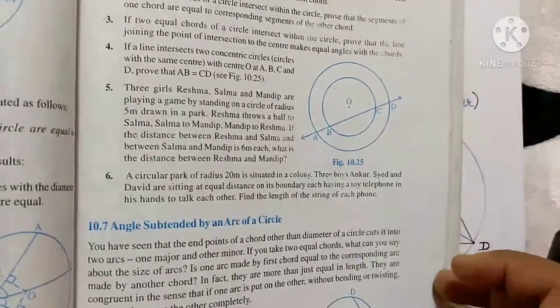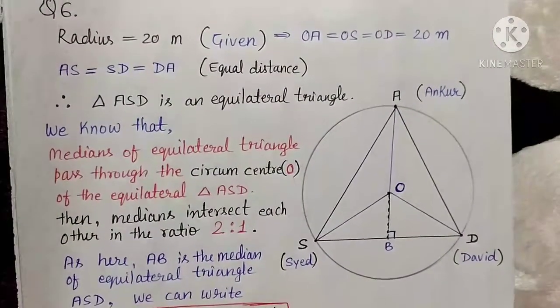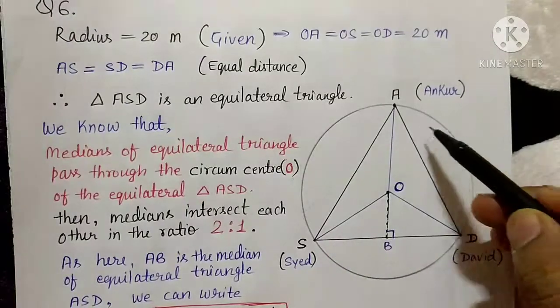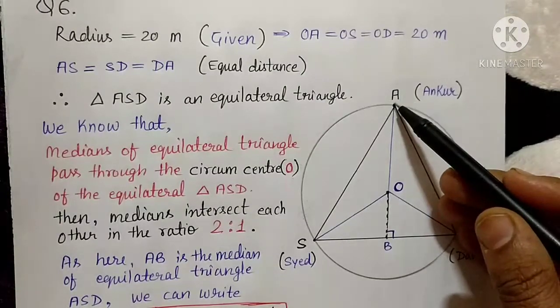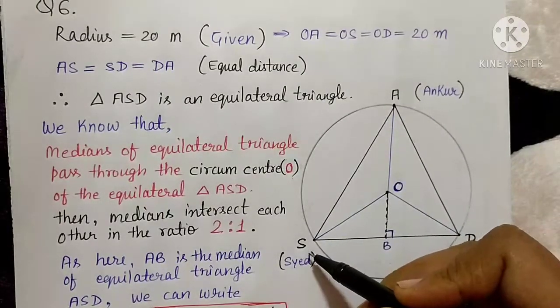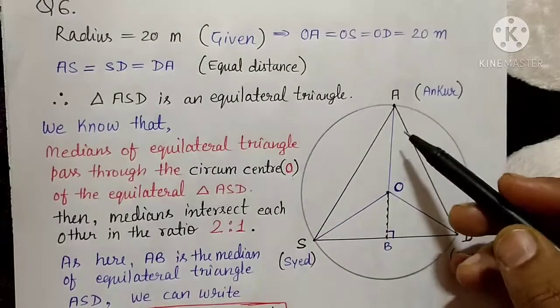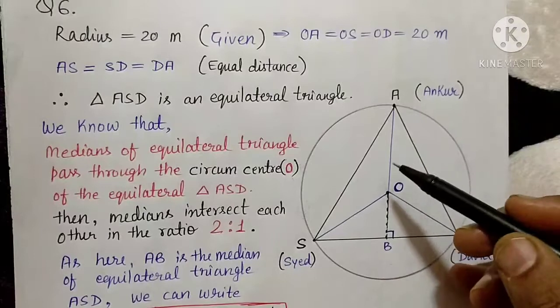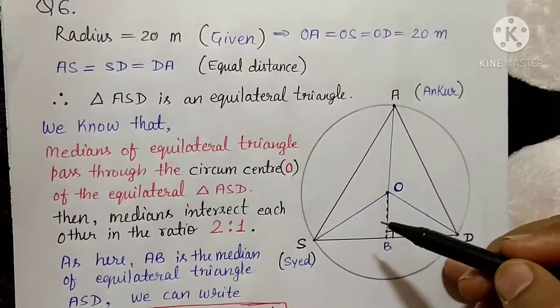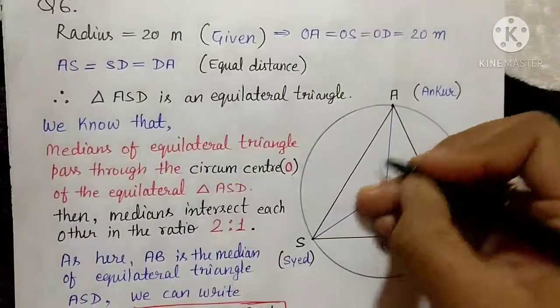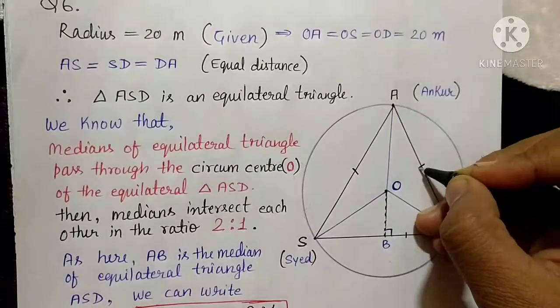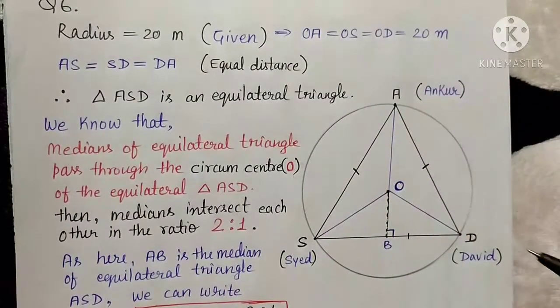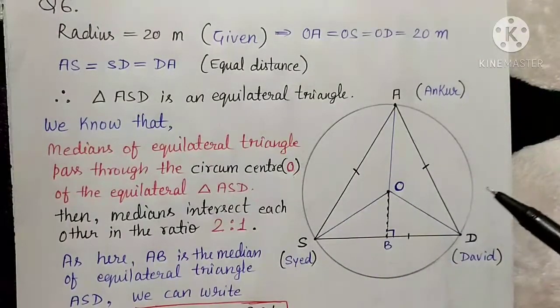So let's draw the figure for this question. As they said, we have drawn a figure, a circular park in a colony. This is a circular park, just focus here. Three friends, Ankur, which I have denoted by point A, Syed, by point S, and David, by point D, are sitting at equal distance. They are sitting at equal distance on its boundary. It means AS equals SD and SD equals AD. All three sides of this triangle are equal, and when all three sides are equal, that triangle is called an equilateral triangle.